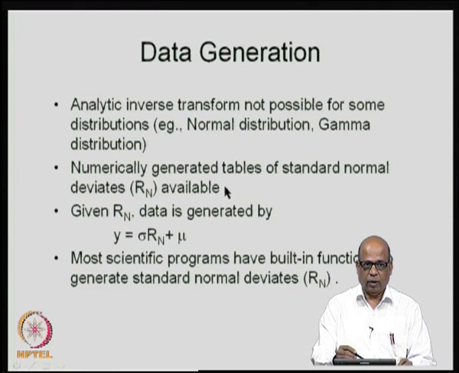Once you have these Rn values, that is the random numbers, you can generate the data y is equal to sigma Rn plus mu. How do we get this? This is (y minus mu) by sigma, which is the standard normal deviate z. So, given Rn, you should be able to get y for a given normal distribution with parameters mu and sigma.